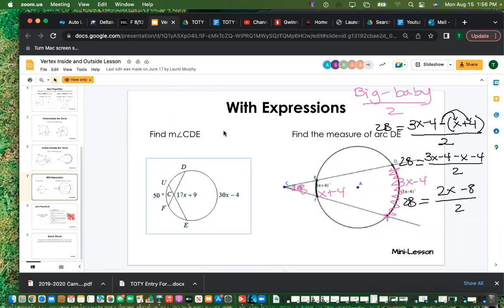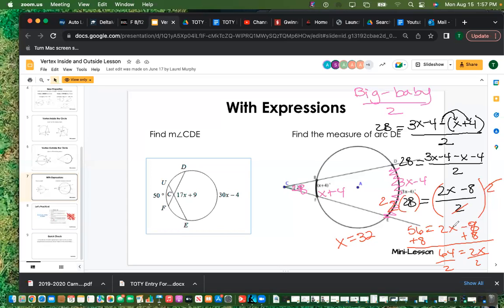So what we're gonna do is we're gonna multiply by 2 on both sides to get rid of that 2 in the bottom. Well, what's 2 times 28? 56. Okay, so we're gonna have 56 equals 2x minus 8. Now we're gonna add that 8 to the other side. So what's 56 plus 8? 64. And then we're gonna divide by 2 on both sides. So x is going to equal 32. Are we done though? No.